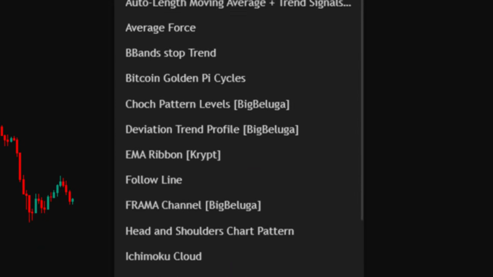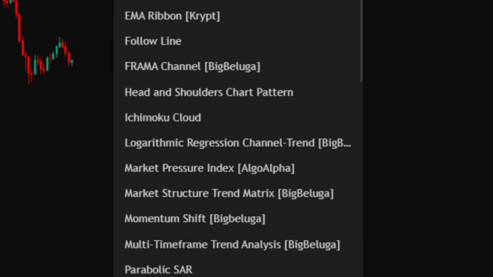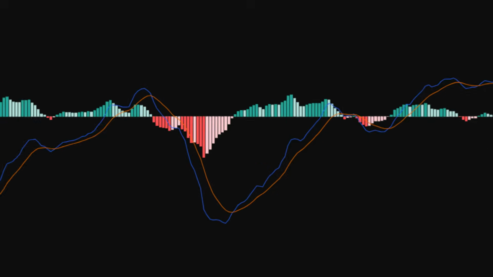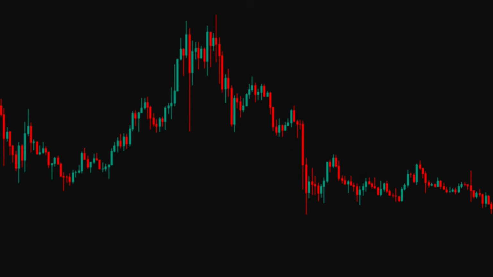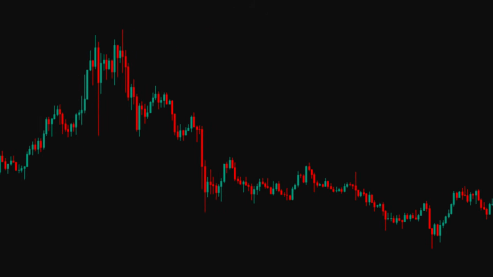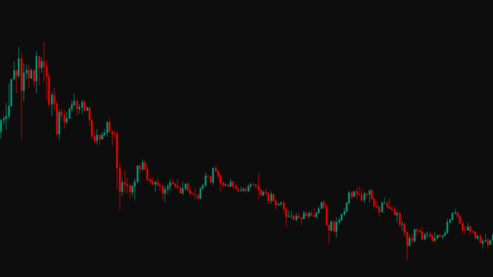What really sets this indicator apart is that it is not based on price alone, like most moving averages. It actually combines data from multiple indicators, including RSI, MACD, volume, CCI, and a few others, giving it a much broader view of market conditions in order to adapt more effectively to changing trends.